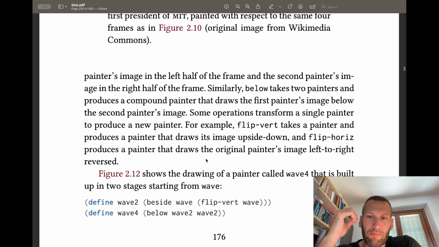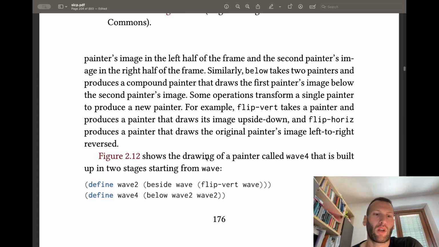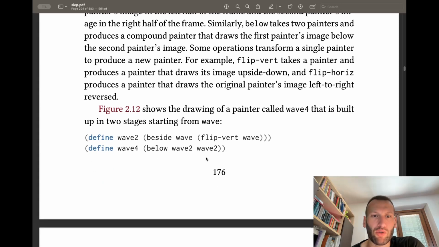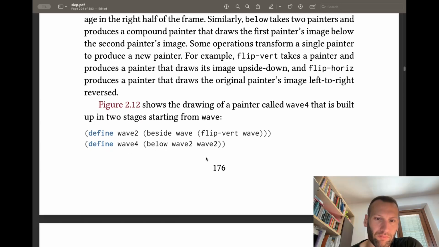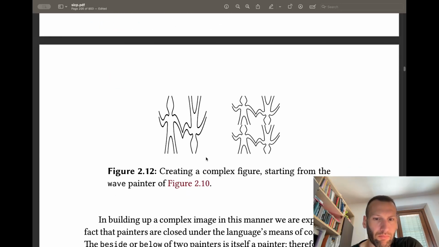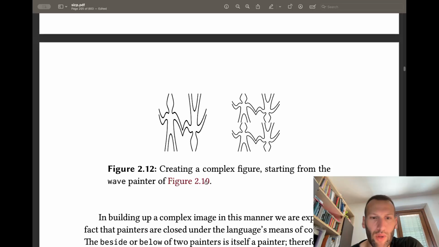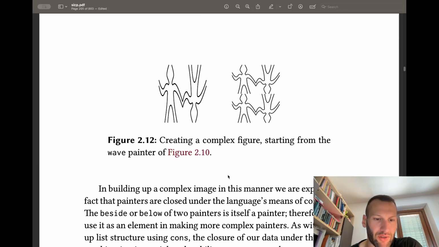Some operations transform a single painter to produce a new painter. For example, flip vert takes a painter and produces a painter that draws its image upside down, and flip horiz produces a painter that draws the original painter's image left to right reversed. Figure 2.12 shows the drawing of a painter called wave 4 that is built up in 2 stages starting from wave. And so with a single painter wave we can create complex figures.